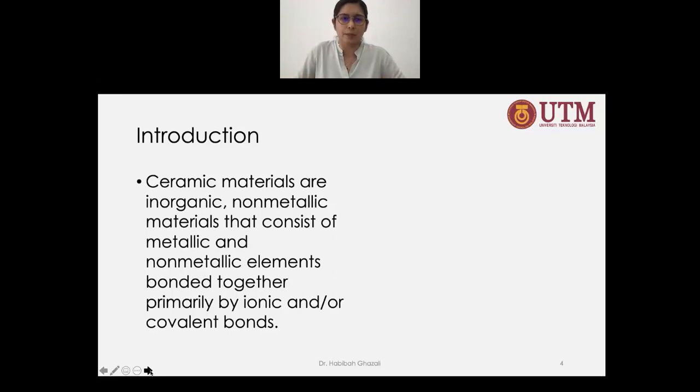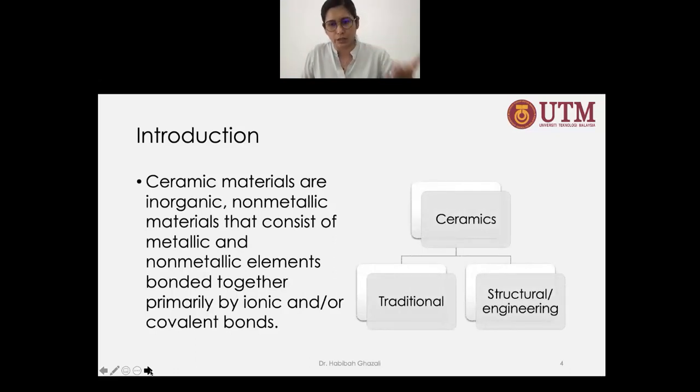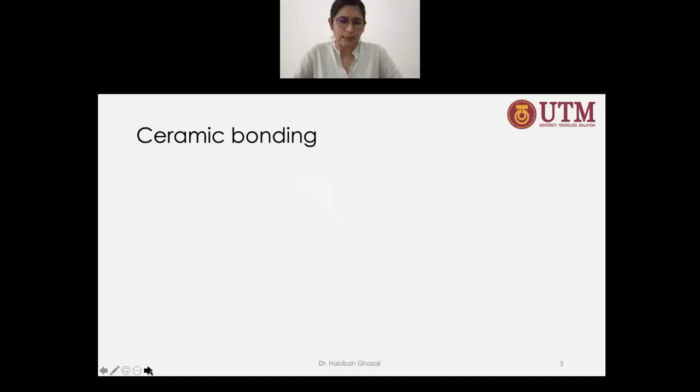Ceramic materials can be classified into traditional ceramic or engineering or structural ceramic. The structural or engineering ceramics are the modern type of ceramic materials, but both are still being used until now. Even the traditional ceramic, we use everywhere. Before we look into these two classifications, the applications of traditional and structural ceramic, let's have a look at how the atoms in ceramic materials are bonded together.